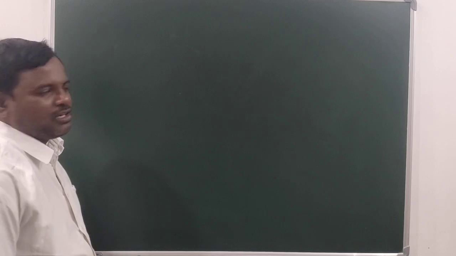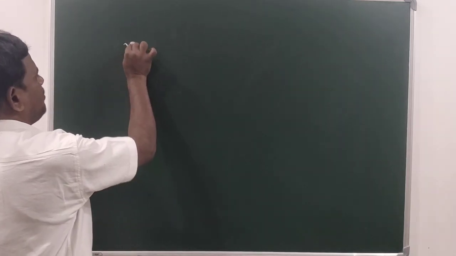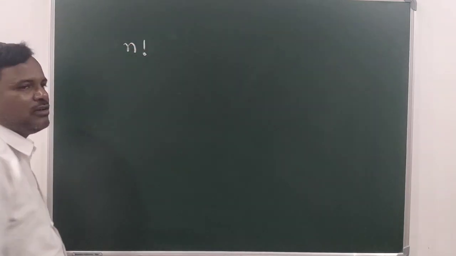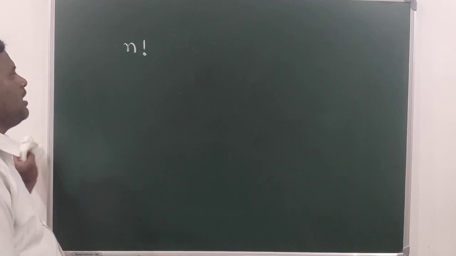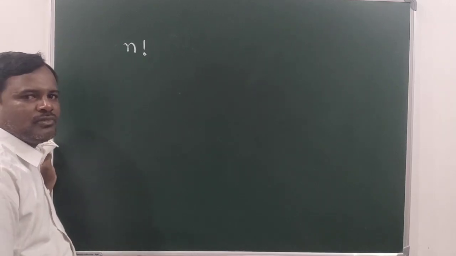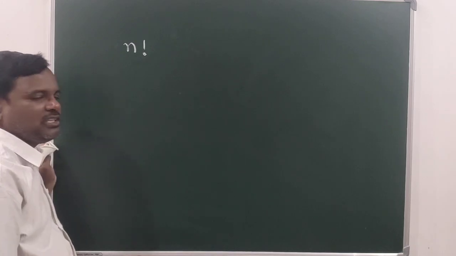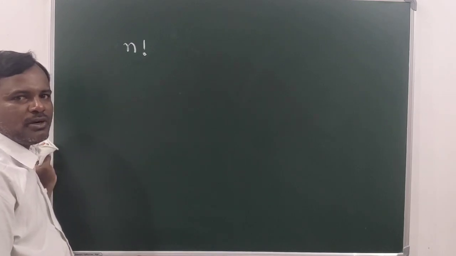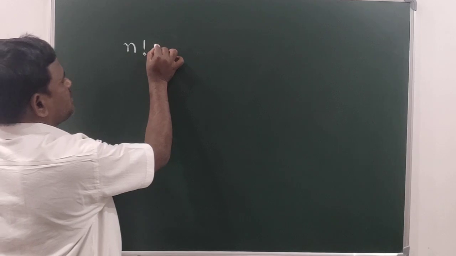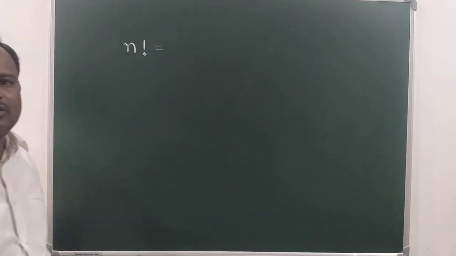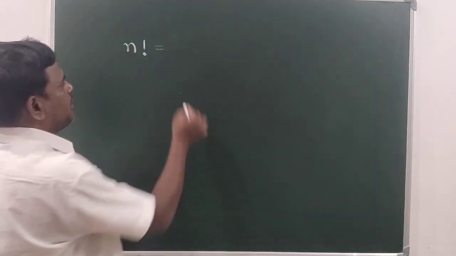Meaning of a natural number. See, now here we have to learn the factorial of a natural number n. So this is the factorial symbol, which means the continuous product of first n natural numbers.